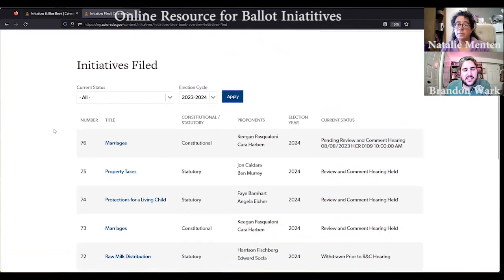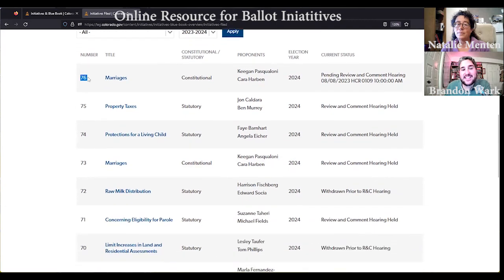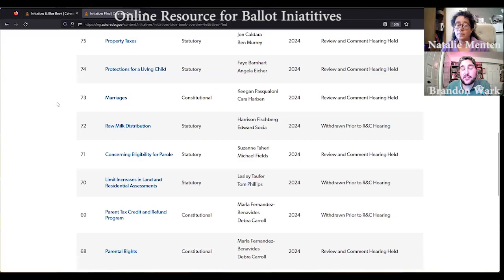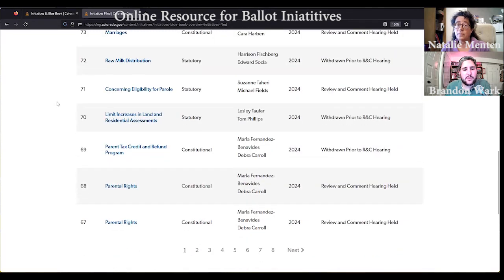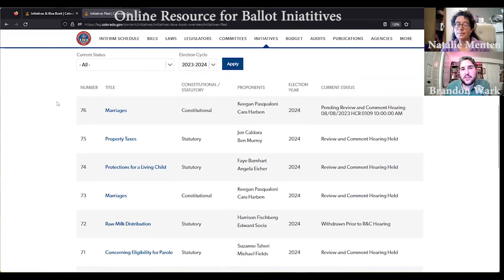But what's really interesting is to look here and see that in this general election cycle for 2023 and 2024, all of these measures, initiatives that have been filed so far, 76 of them. Pretty wild. Now, of course, we know that not all of these are going to end up on the ballot. Some of them will be prevented from doing so by the title board. Maybe they don't fit or they don't make sense. Other ones will not be able to get enough signatures. There's the whole process they have to go through.